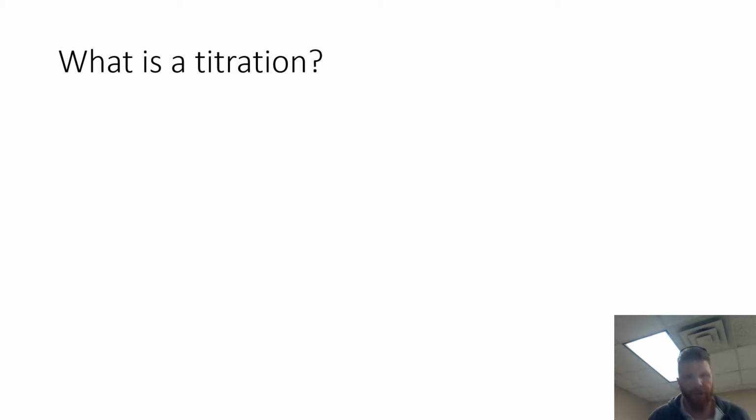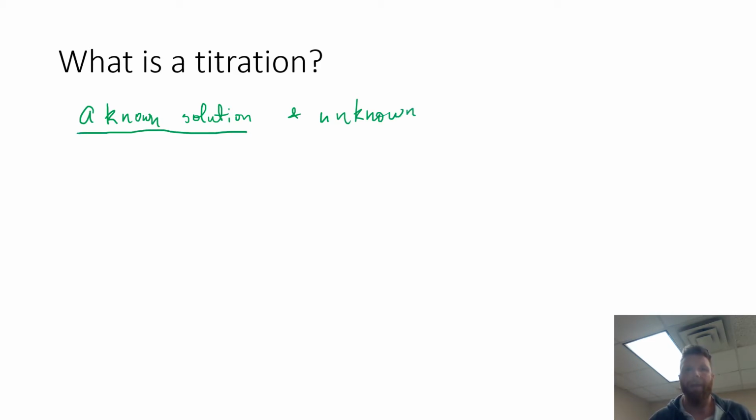So what is a titration? A titration is a technique in which you can use a known solution in order to figure out a little bit more information about an unknown solution. So a titration is going to require a known solution and an unknown solution. Now, generally, whenever we talk about titrations, you're going to be talking about a base, for instance, a sodium hydroxide solution, NaOH, that is a strong base, and an unknown solution is generally going to be an acid, or vice versa.